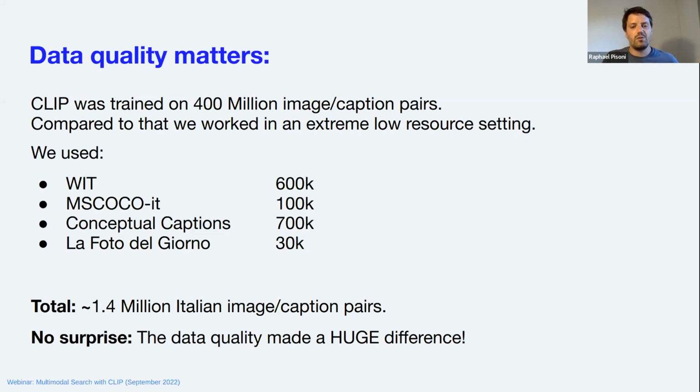And finally, we added some 30,000 image text pairs from the image of the day of an Italian newspaper. And they were not many, but they were really useful because they actually contained native Italian captions. So in the end, we had 1.4 million Italian image caption pairs. That was still far from the 400 million that OpenAI was working with, but we saw that the data quality made a huge difference. And this is basically no surprise, but still was very good to confirm that.